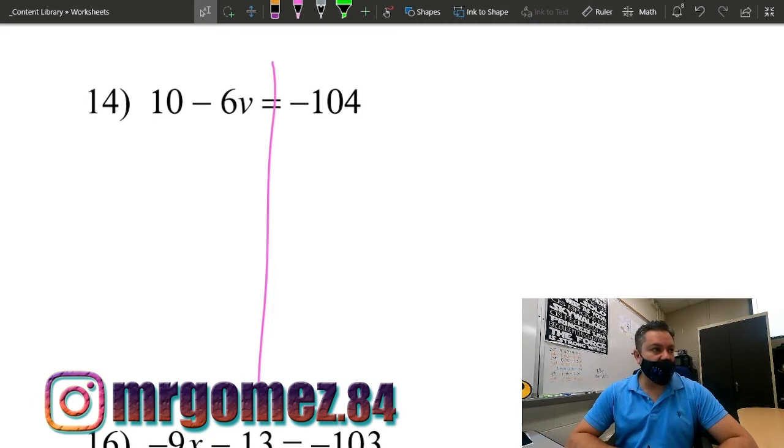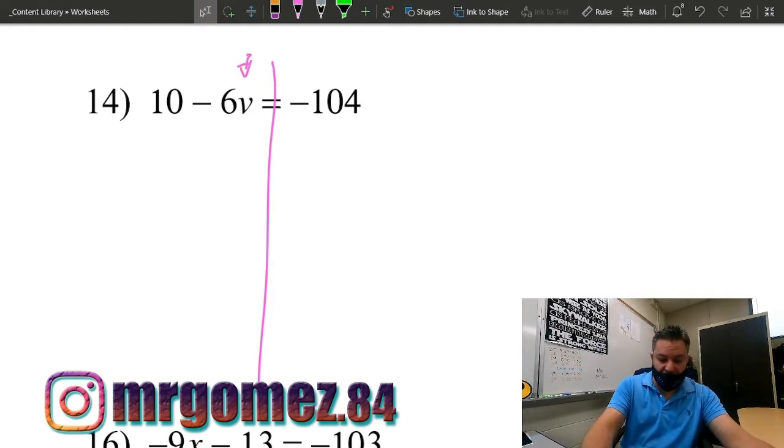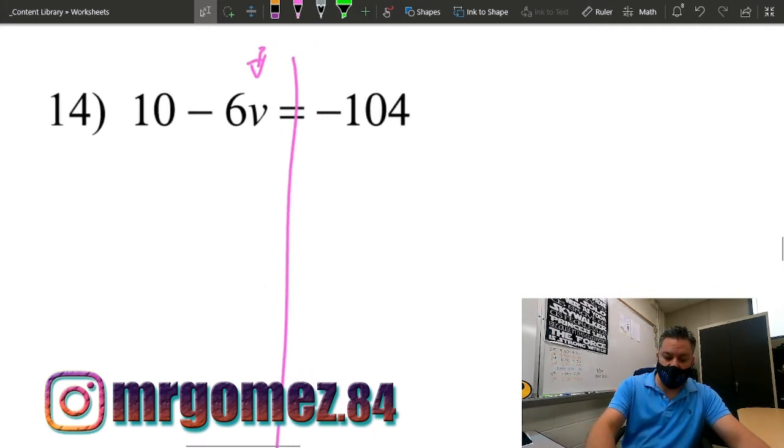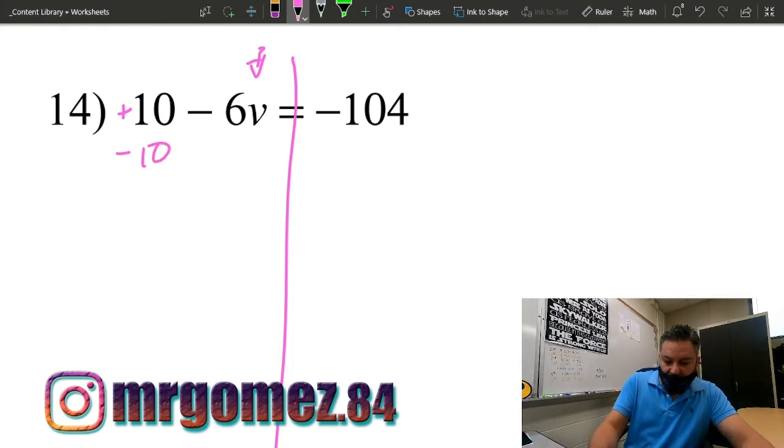Remember, we're going to add or subtract first. 104. We're looking at the left because the variable is on the left. What is the 10 doing right here? So you're going to add. Is there a sign over here? No. So is it plus or minus? Plus. So this is plus 10, right? So the opposite of plus 10 is minus 10.